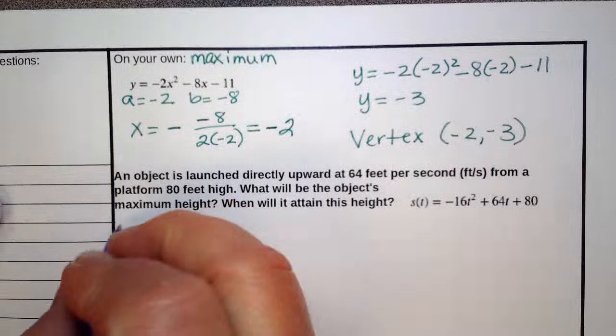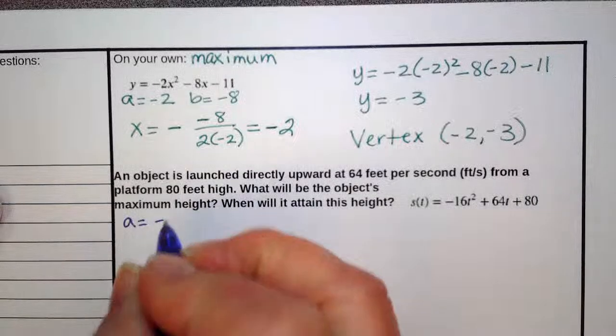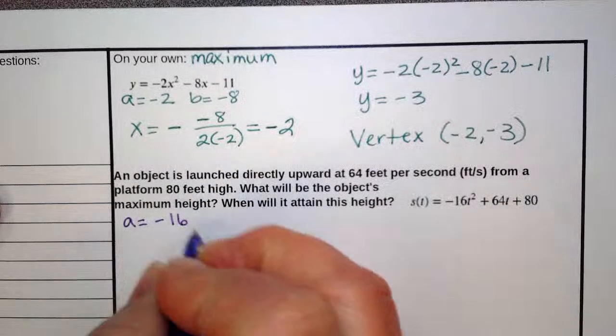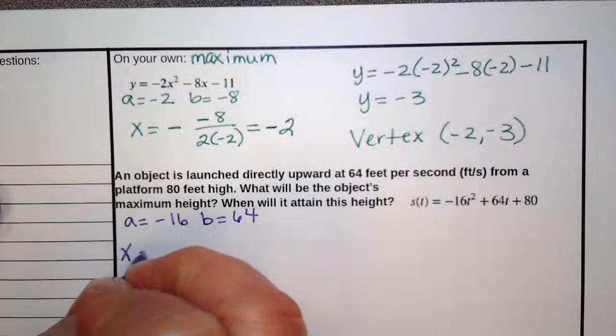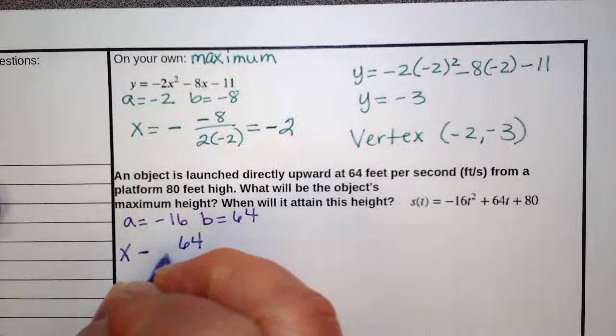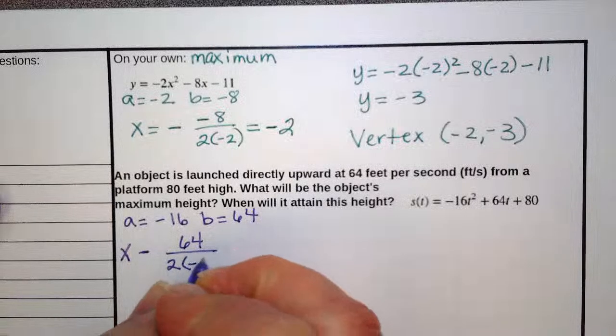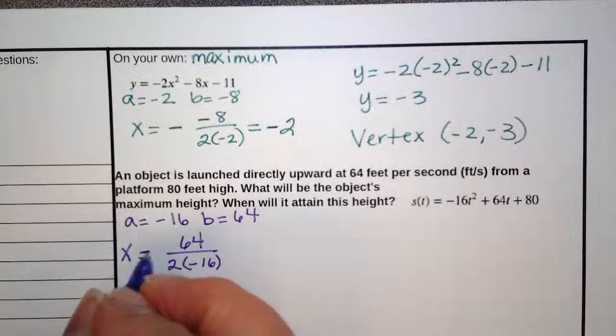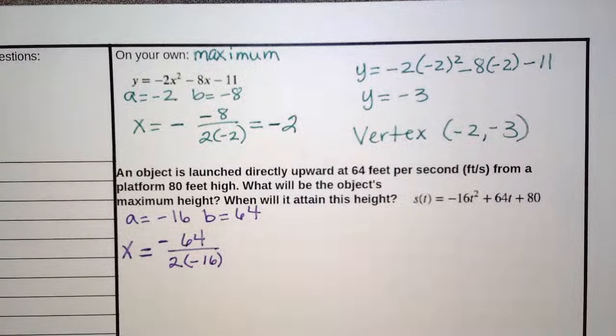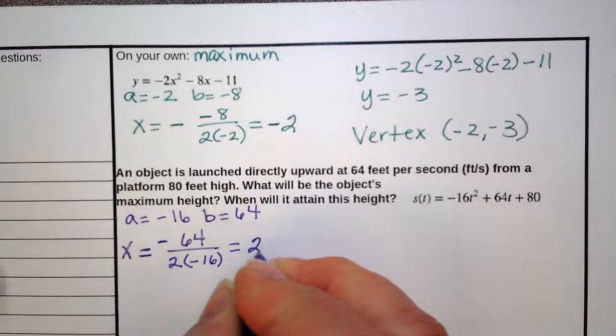So our A is -16. Our B is 64. X is found by the opposite of 64 divided by 2 times -16. Okay. So 2 times 16 is 32. It's going to be 64 divided by -32, which gives me a -2. The opposite of -2 is a +2.